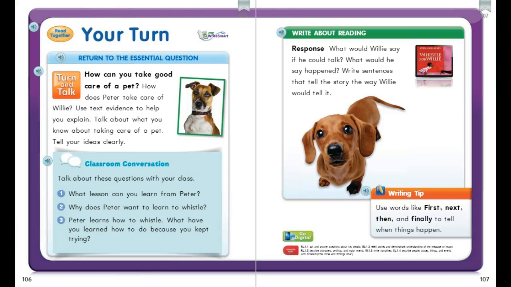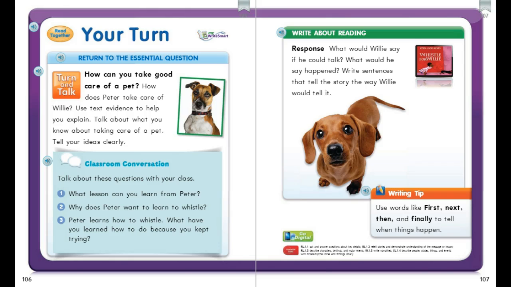Now it's your turn. Page 106. We're going to return to the essential question, how can you take good care of a pet? Well, you can look at how Peter takes care of Willie and answer that question. How does Peter take care of Willie? Use text evidence to help you explain and tell your learning adult. And talk about what you know about taking care of a pet.